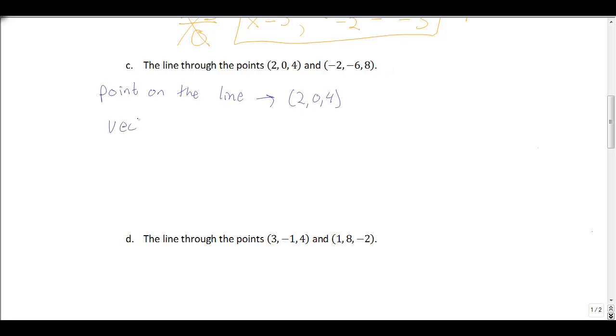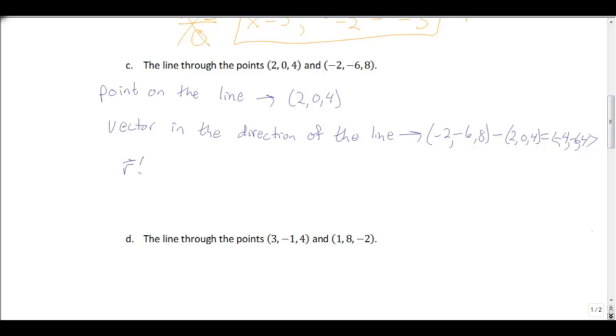Now my vector, I'm going to say in the direction of the line. Well, that's going to be the vector that's the difference between these 2 points. So I'm going to take negative 2, negative 6, 8, and I'm going to subtract 2, 0, 4. You could do the subtraction in the other order. It would not matter. Well, you get a different parameterization, but it'd be the same line. Negative 2 minus 2, that's negative 4. Negative 6 minus 0 is negative 6. 8 minus 4, that's 4. So I get negative 4, negative 6, 4.